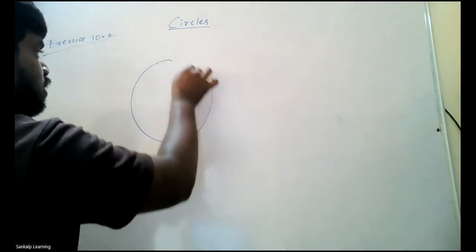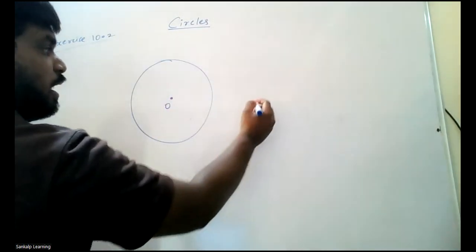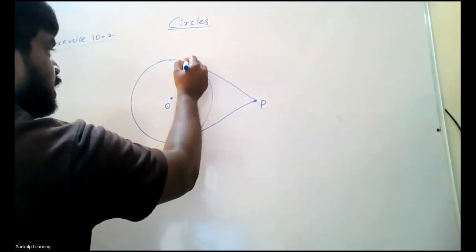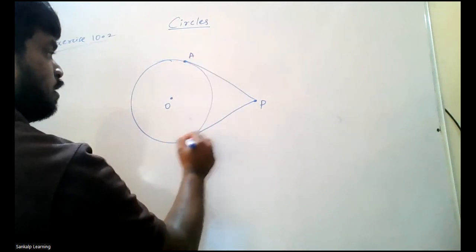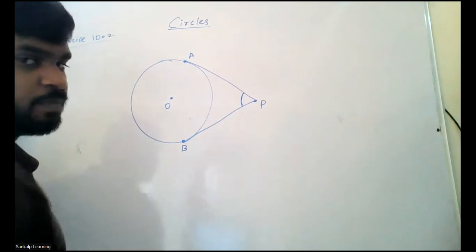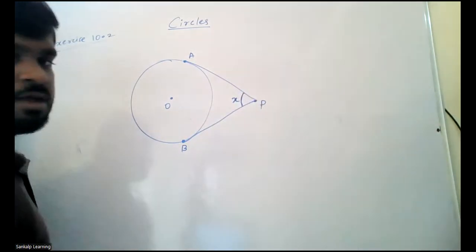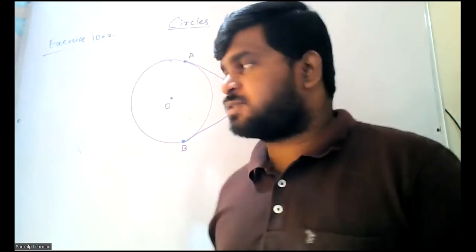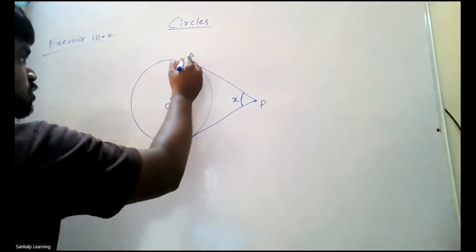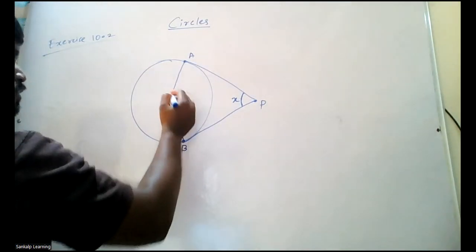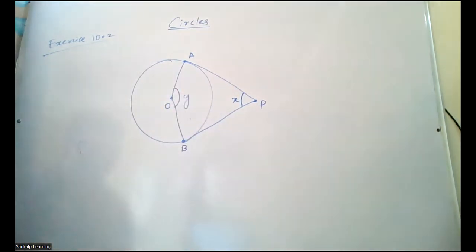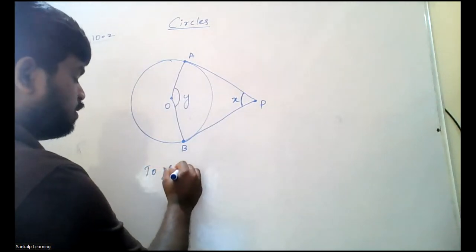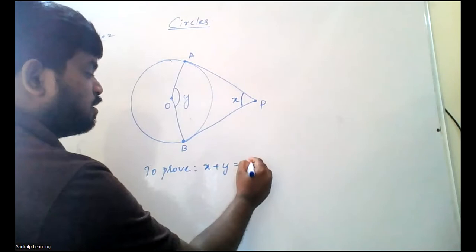Okay, let's take a circle with center O, and let's take an external point P. From this, you're drawing two tangents. Let's say it as PA and PB. So this is the angle between the tangents. Let's take it as X, and the angle formed at the center by joining the point of contacts. The point of contact is A and B. Join it to the center. Here you got an angle formed, that is Y. We have to prove that X plus Y is 180 degree.